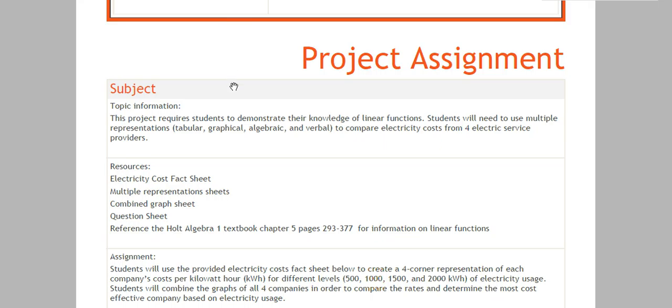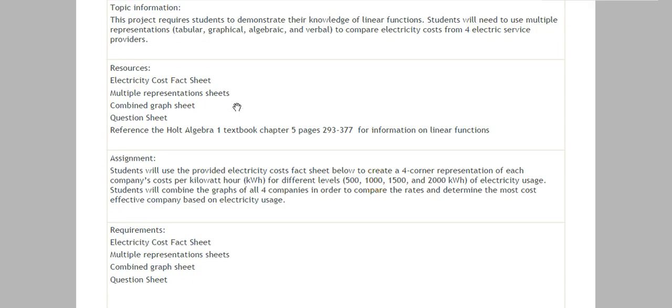Start by taking a quick look at your project assignment here. Here's the assignment. The student will use the provided electricity cost fact sheet below on the next page to create a four-corner representation of each company's cost per kilowatt hour, kWh, for different levels. So there's 500, 1,000, 1,500, and 2,000 kilowatt hours of electricity usage. Students will combine the graphs of all four companies in order to compare the rates and determine the most cost-effective company based on electricity usage.